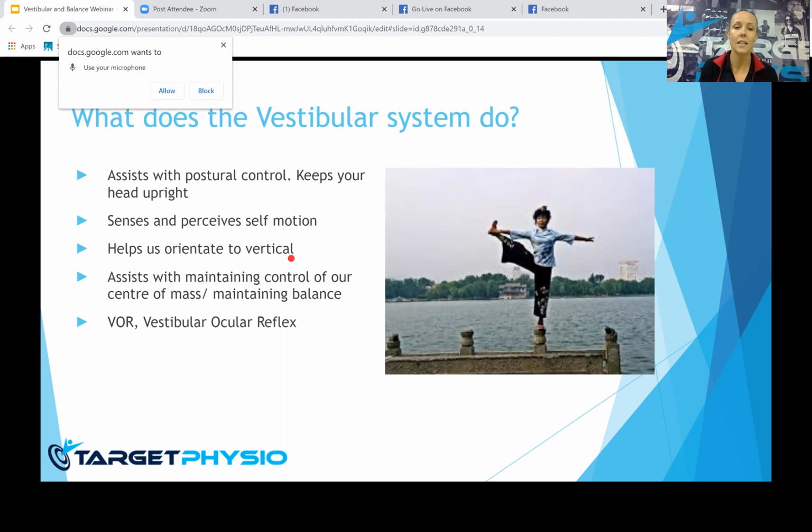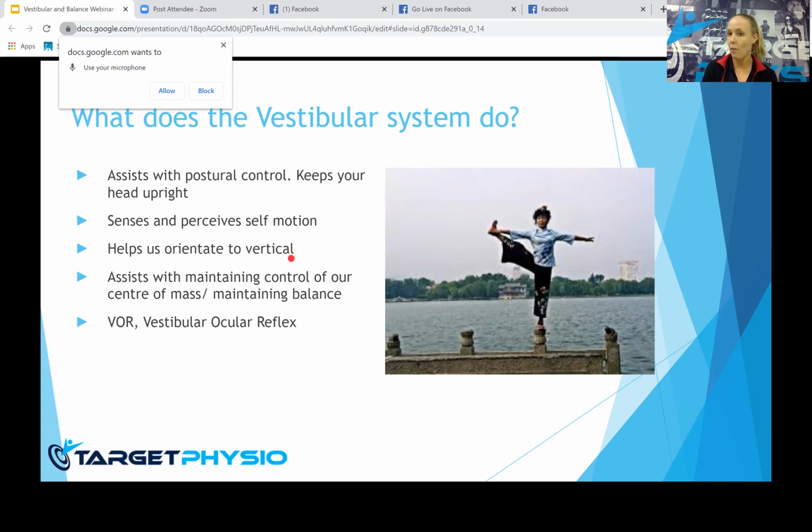It helps us with maintaining control of our centre of mass and maintaining balance, like this lady in our picture. It also is an important controlling mechanism for our vestibular ocular reflex. This is a reflex that is responsible for maintaining our gaze stability. Imagine when you turn your head and you have your eyes focused on an object, our eyes are able to keep that focus.